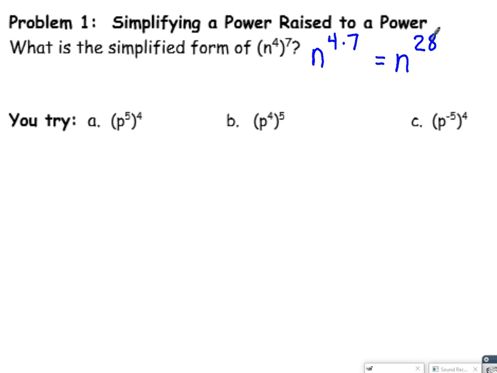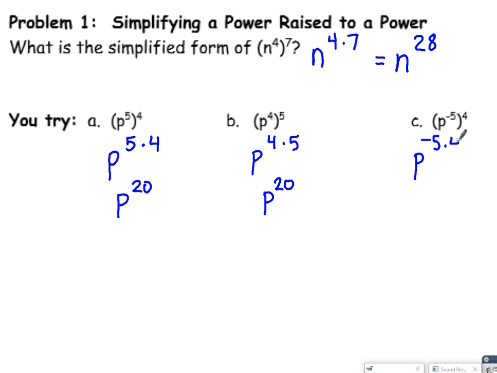Okay, let's look at A. P to the 5th power raised to the 4th is P to the 5 times 4, or P to the 20th. Letter B. P to the 4 times 5 is also P to the 20th. Letter C. P to the negative 5 times 4 is P to the negative 20th. But negative exponents are not allowed, so because it is in the numerator, it must be placed into the denominator as P to the 20th. 20th becomes positive.